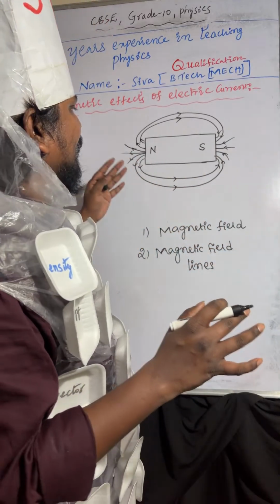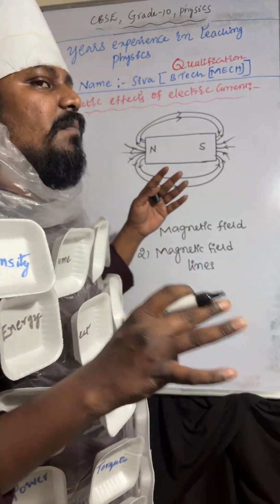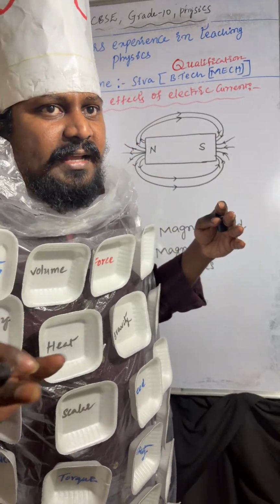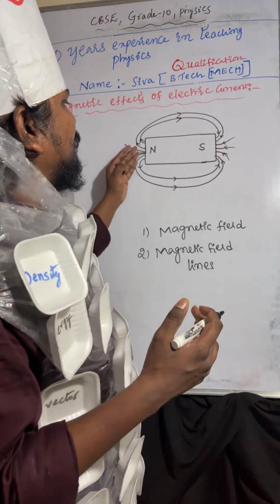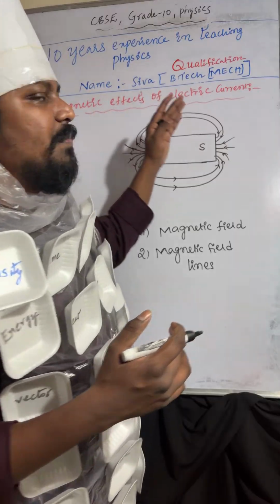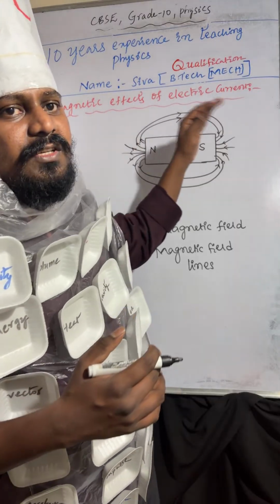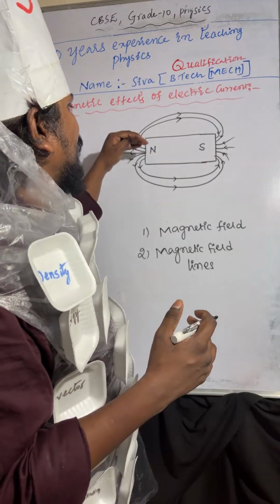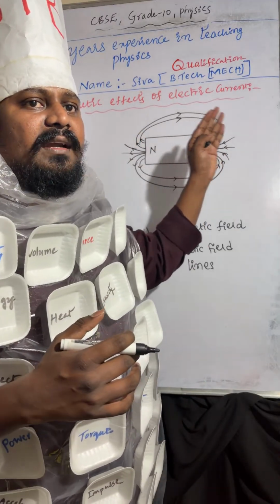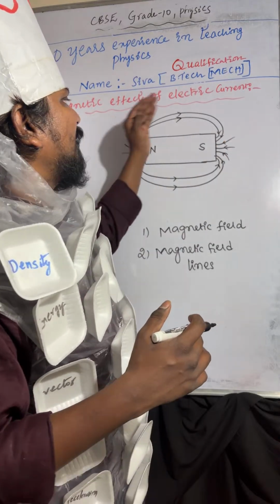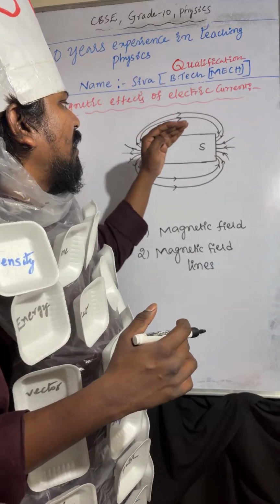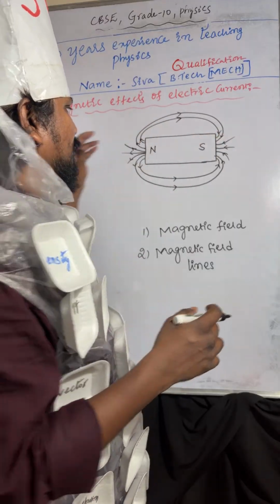Magnetic field will be in the form of field lines. Those field lines emerge out from north and reach south. So outside of the bar magnet, the magnetic field is north to south. Inside of the bar magnet, the magnetic field is south to north.